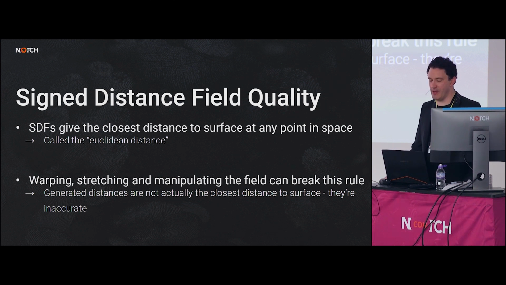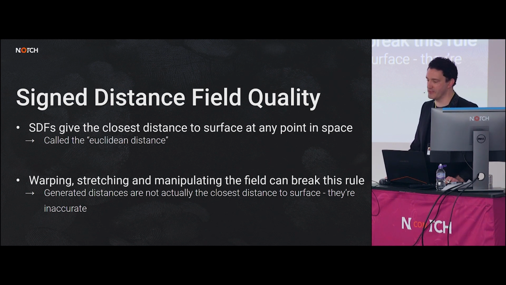In theory, a signed distance field is meant to give you the closest distance to the surface from any point in space. That's what it's supposed to do. That's the contract it has with you, right? And this is called the Euclidean distance. But all the things you can do to procedurals to make them interesting, like warping them and putting noise on them and stretching them, mean that the distance the function gives isn't actually the closest distance to the surface anymore. It starts to drift. It's starting to be wrong.